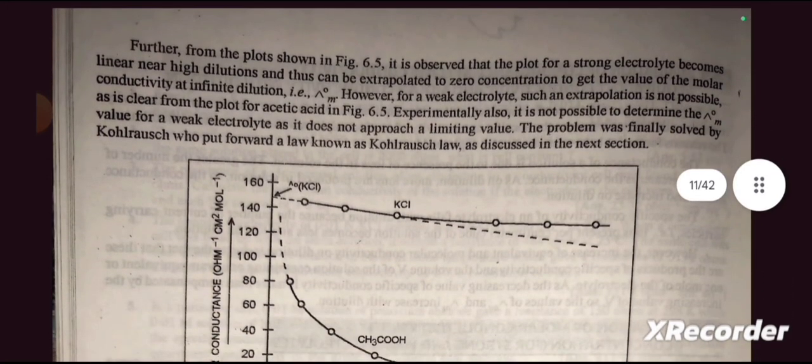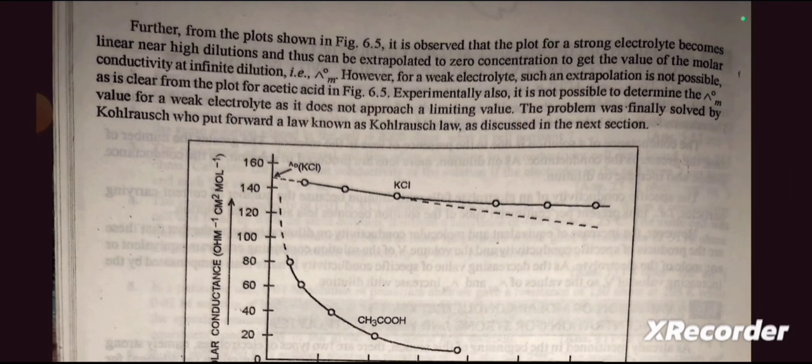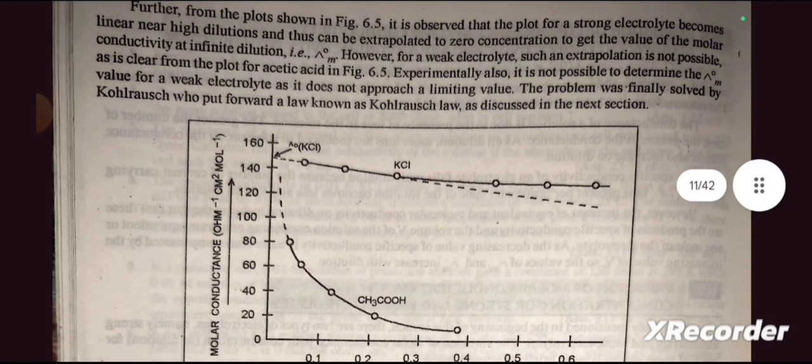Further, from the plot shown in figure 6.5, it is observed that the plot for a strong electrolyte becomes linear near high dilutions and thus can be extrapolated to zero concentration to get the value of molar conductivity at infinite dilution, that is lambda naught m. However, for a weak electrolyte, such an extrapolation is not possible, as is clear from the plot of acetic acid in figure 6.5.